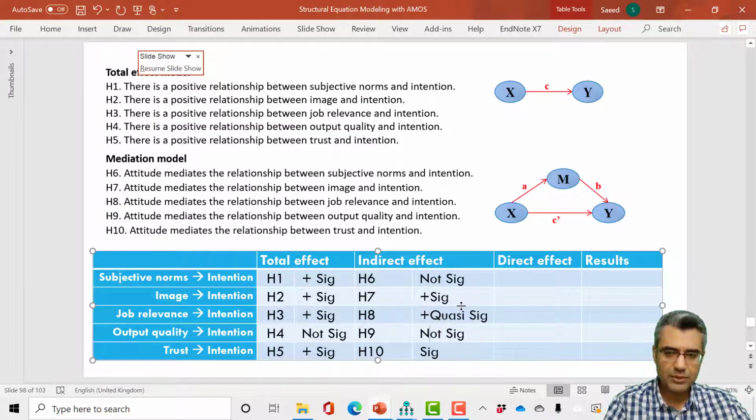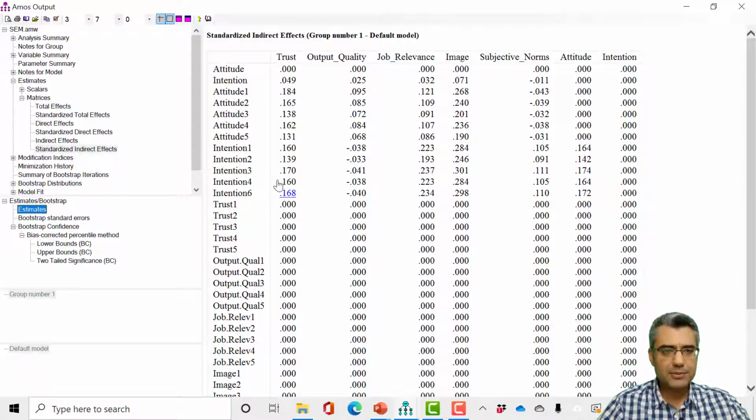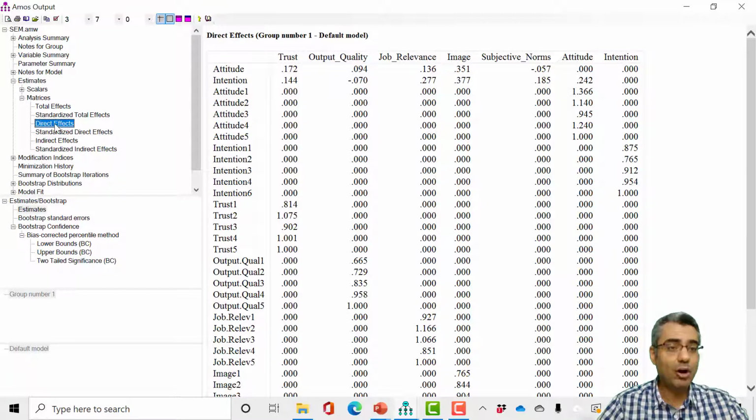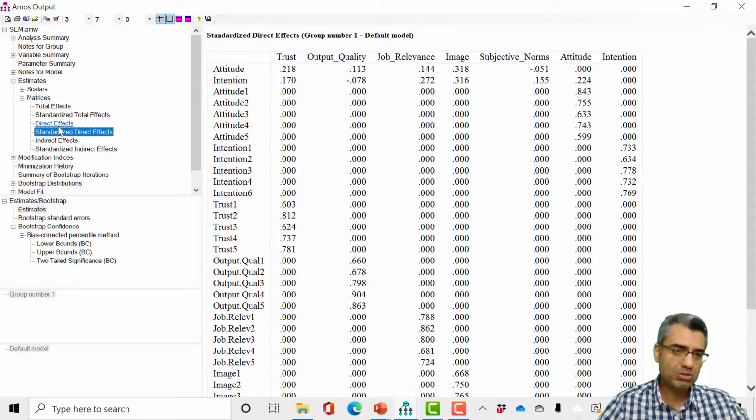This one is positive but not significant, so we don't write positive. Okay, now the direct effects. You go to direct effects, so click on direct effects, and choose standardized or unstandardized, whichever you want to report.